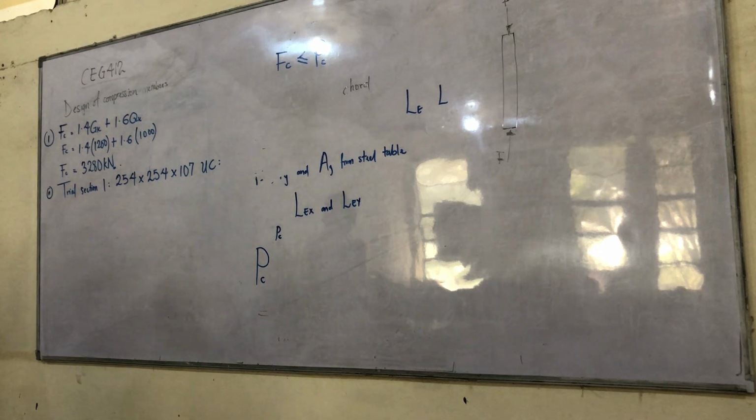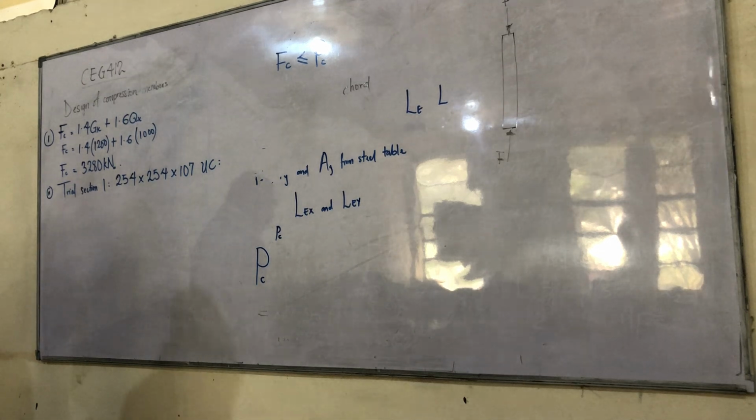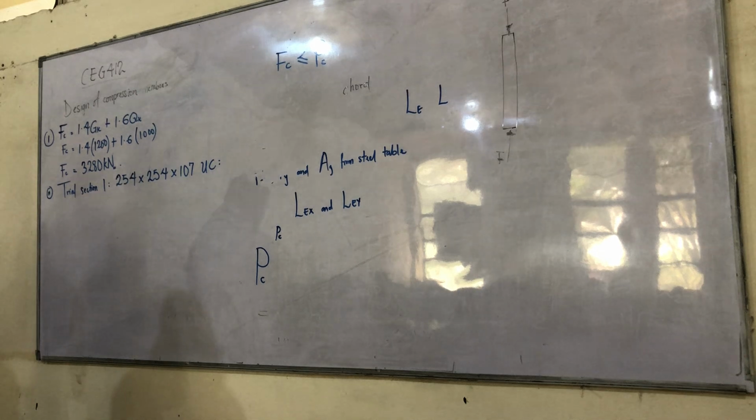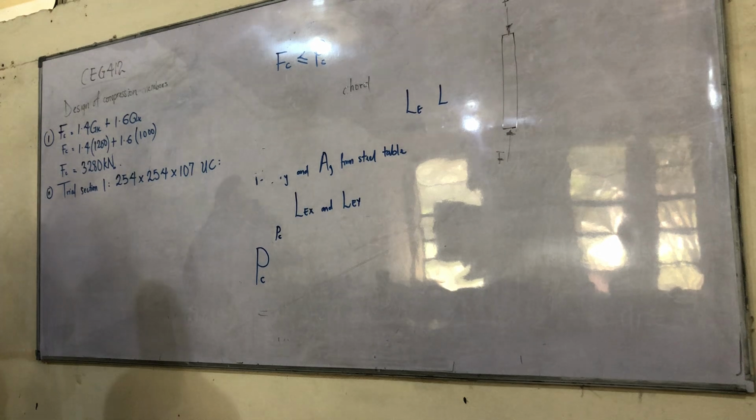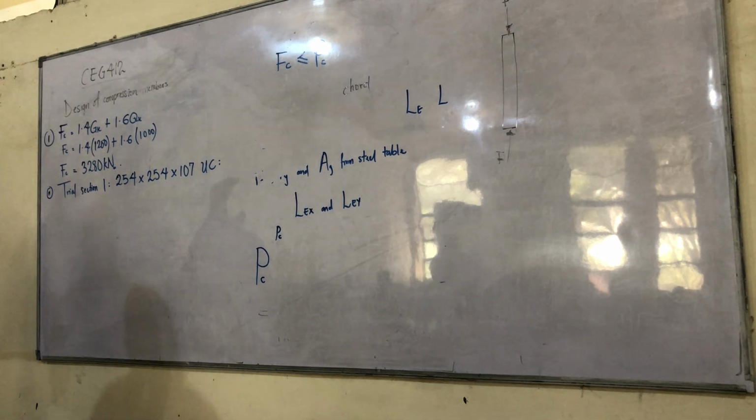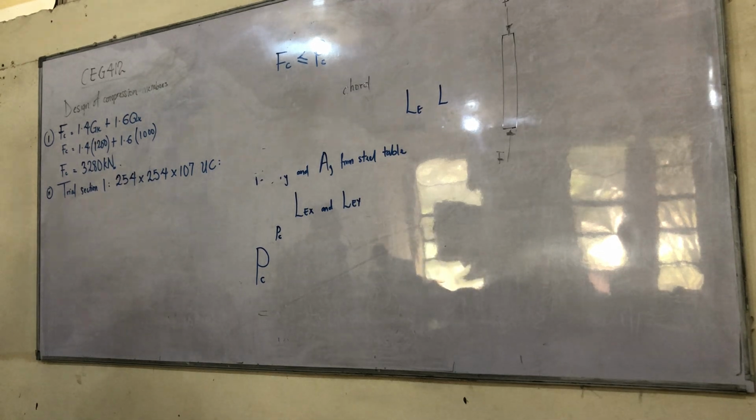Let me re-explain what I said. When something is non-slender, what is class 1? If you are classifying, class 1 is plastic. Class 2 is what? Class 3 is semi-compact. Class 4 is slender. Now, check if it is non-slender, meaning it should pass class 1 to 3, but it must not exceed class 3. That is, it must not enter class 4.